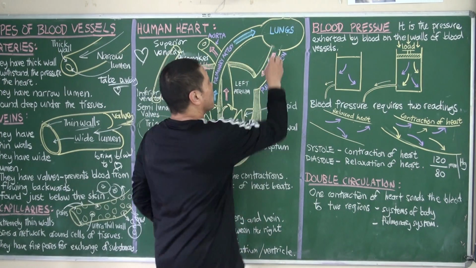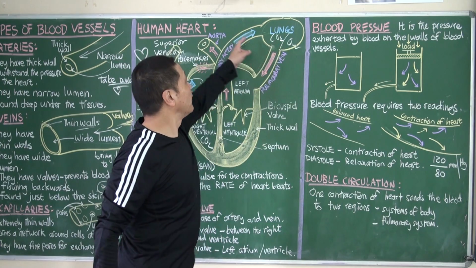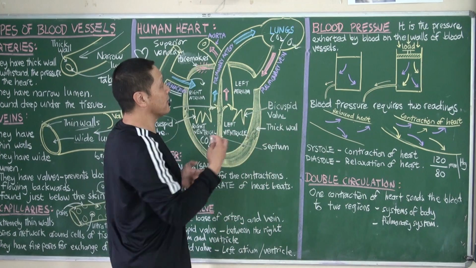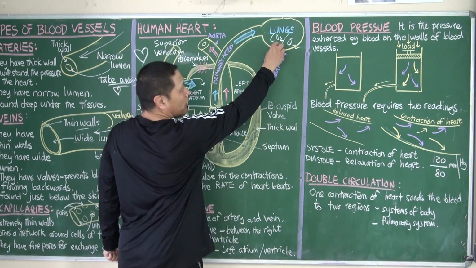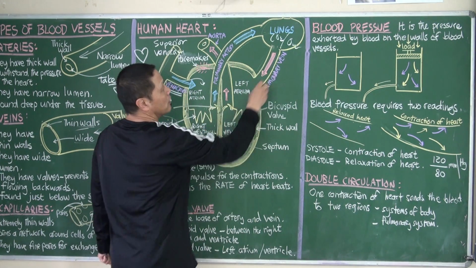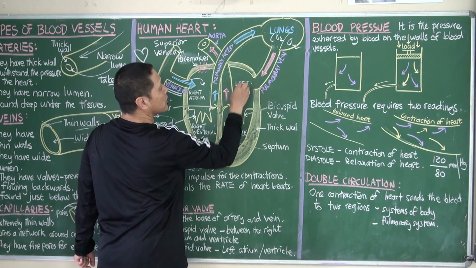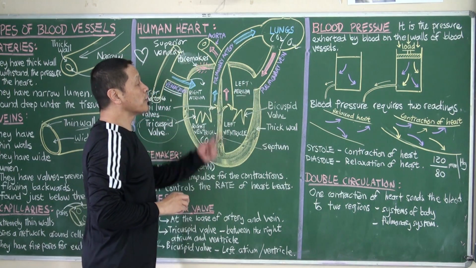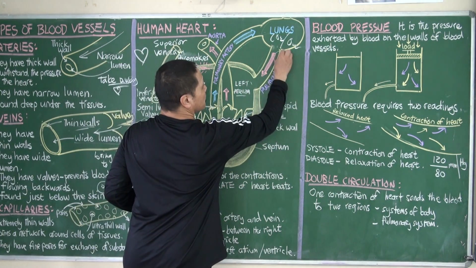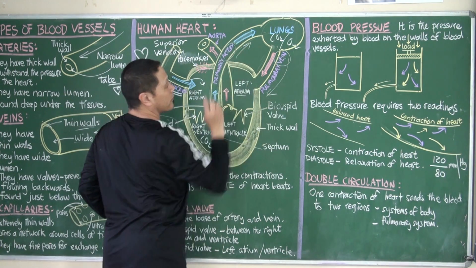And in the lungs, exchange of gases occurs. Carbon dioxide is given off and oxygen is taken in. Now, blood with oxygen appears red, therefore the red arrow. And so this oxygen containing blood enters the left atrium or the left auricle through the pulmonary vein. We said veins bring blood to the heart. Arteries take the blood away from the heart.